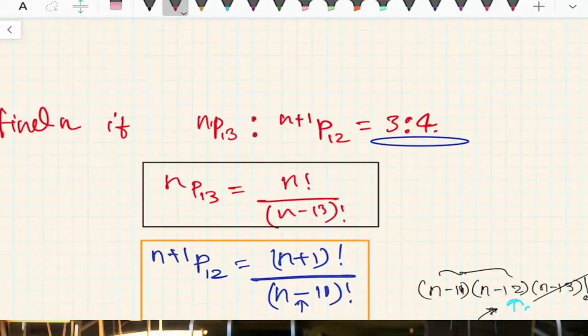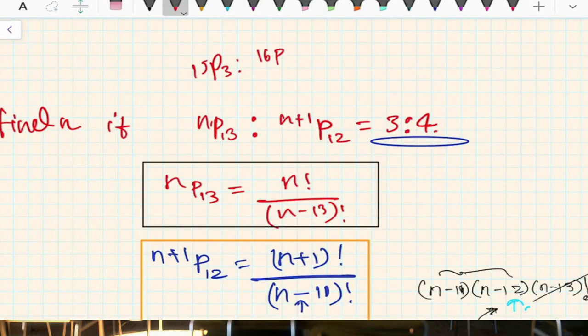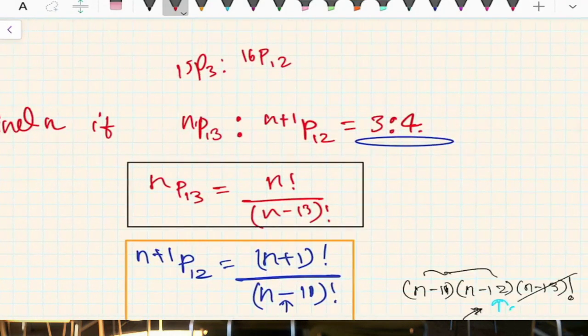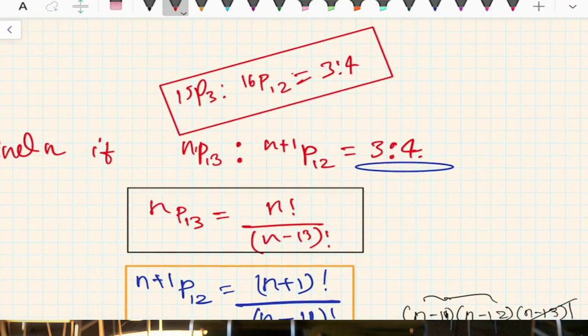If you will put the value of n over here, so 15p3 is to 16p12, it will give you 3:4. You can just check, you know, don't blindly believe me, just check it out whether the value n equal to 15 really gives you 3/4 or not.